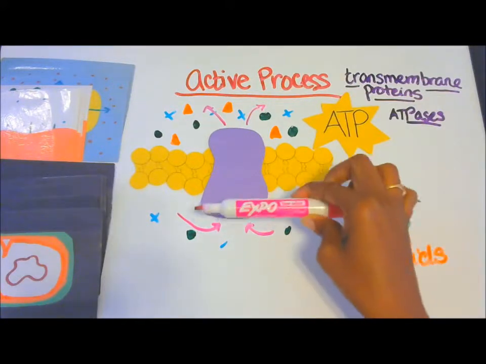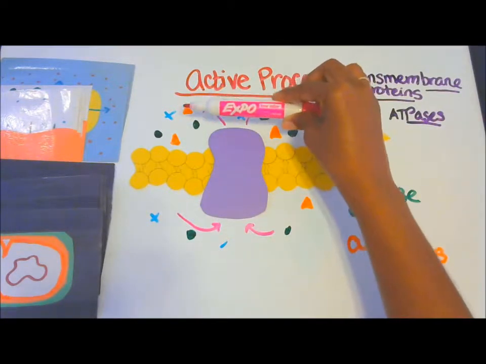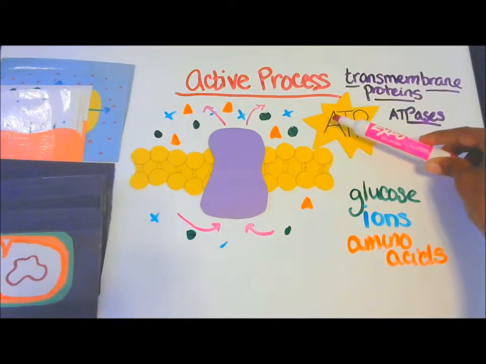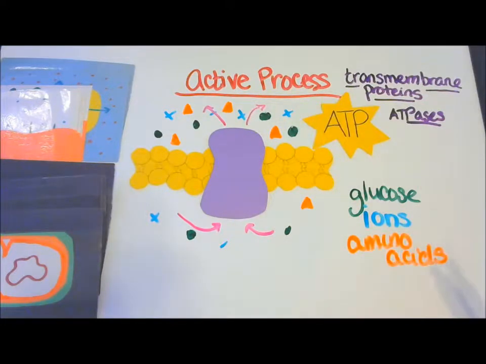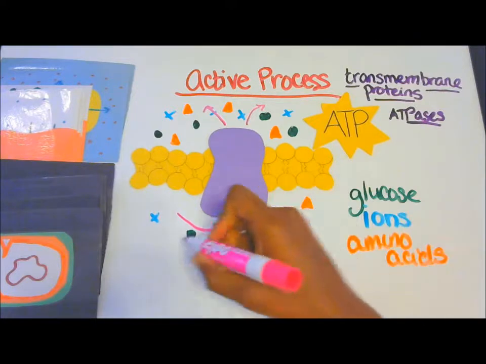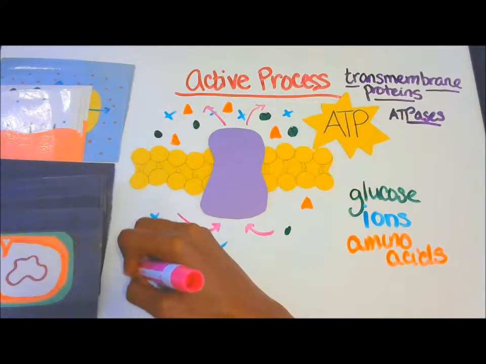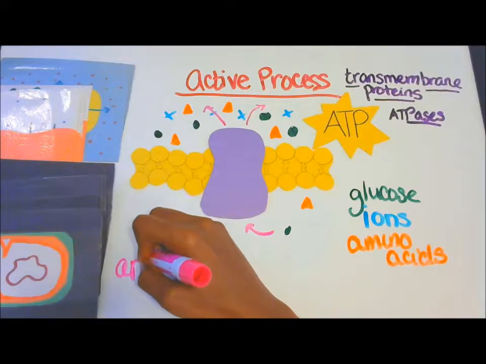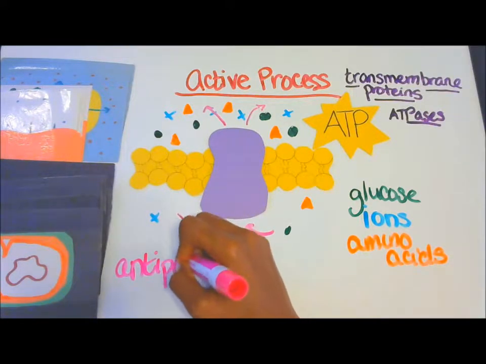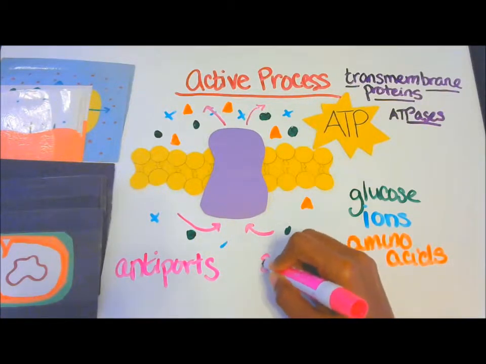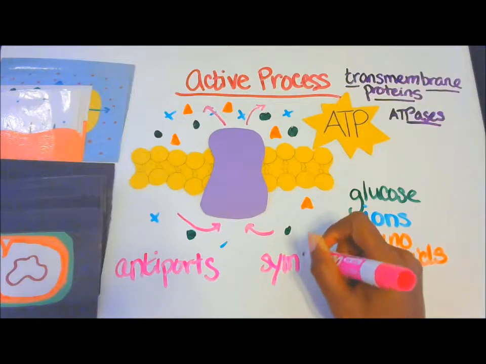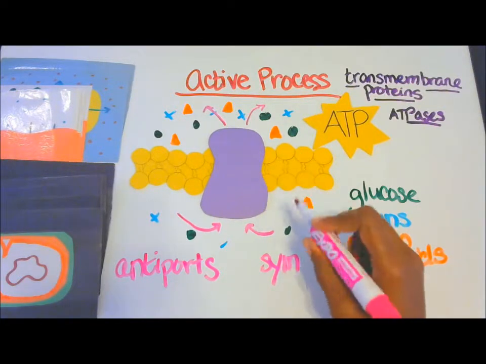Since it's going from low concentration to high concentration, of course, energy is needed. And ATPases help move the molecules. Some of these molecules are glucose, ions, and amino acids. We also have antiporters and symporters. These are proteins that move molecules across the membrane.